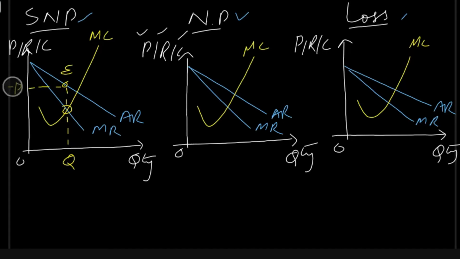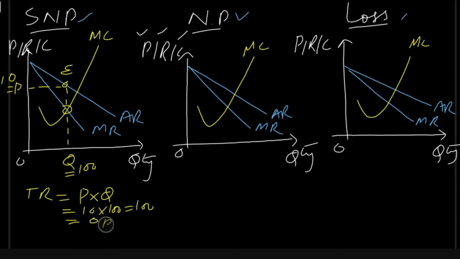So let's say the price is $10 and the quantity is 100 units. Total revenue in this situation is price into quantity sold. We have price $10 and quantity 100 units, so 1000 is the total revenue, or we can label it as OPEQ. OP is the price, which means $10, and OQ is the quantity. If we multiply height and base, OP into OQ, we get the area of OPEQ.